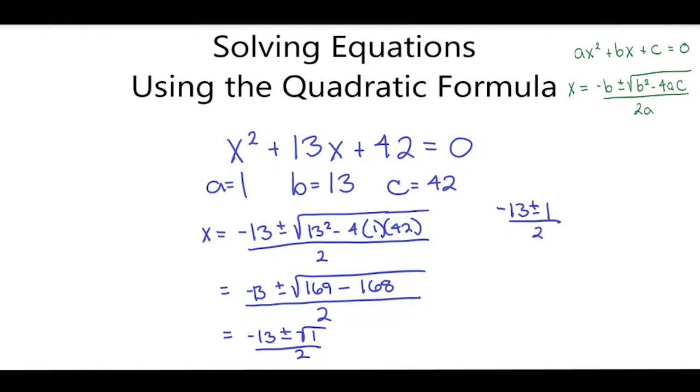And now I can make this two fractions. So this will be negative 13 plus 1 over 2 and negative 13 minus 1 over 2. Well, negative 13 plus 1 is negative 12. Negative 12 divided by 2 is negative 6. And negative 13 minus 1 is negative 14. Negative 14 divided by 2 is negative 7. So my answers are x equals negative 6 and x equals negative 7. And that's how you use the quadratic formula to solve this equation.